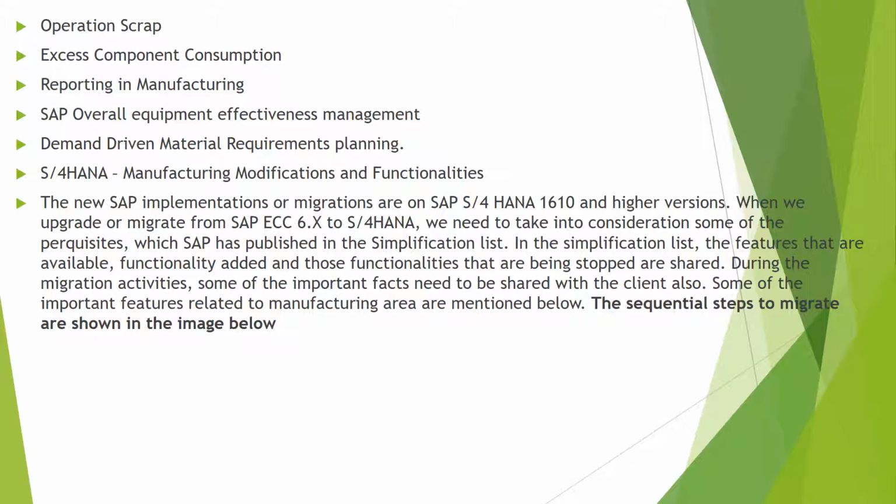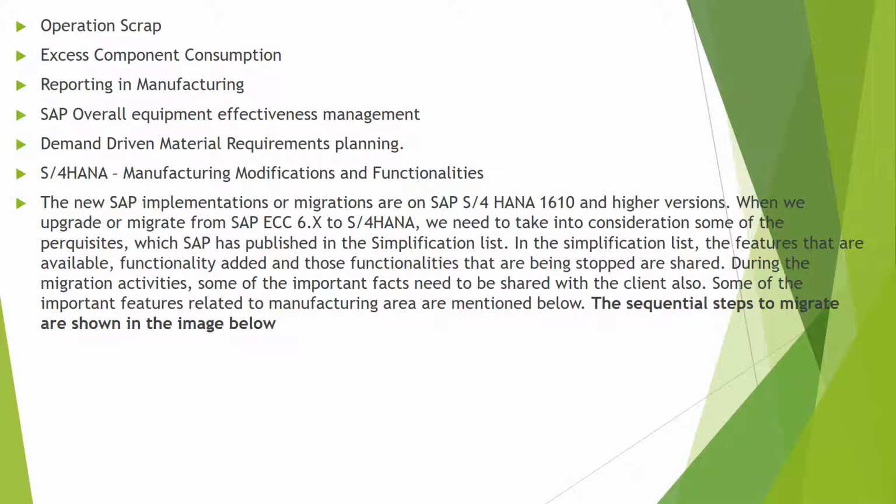When we upgrade or migrate from SAP ECC 6 to SAP S/4HANA, we need to take into consideration some of the prerequisites which SAP has published in the simplification list. In the simplification list document, the features that are available, the functionality added, and those functionalities that are being stopped are shared. During the migration activities, some of the important facts need to be shared with the client also. Some of the important features related to the manufacturing area are mentioned, right?